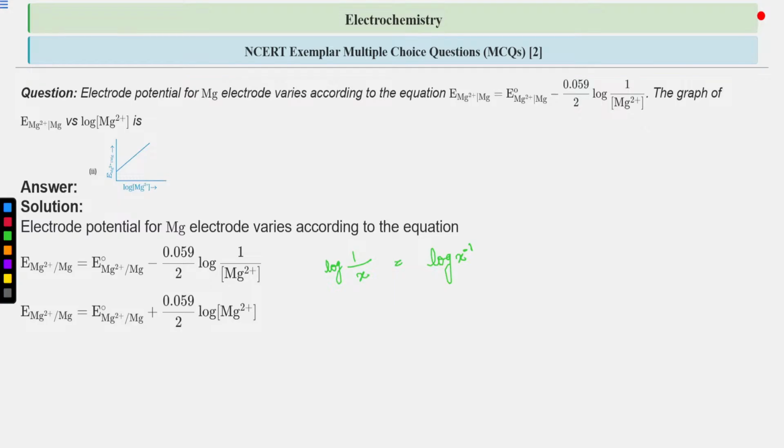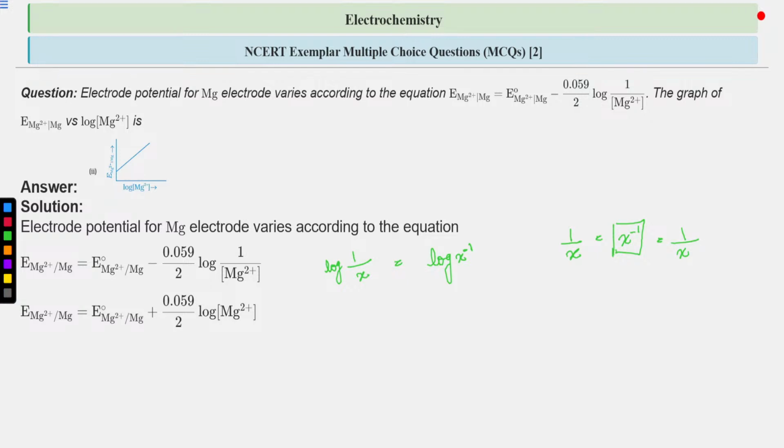That's a fraction property: if somewhere it is written as 1 by x, you can write it as x to the power minus 1. What does it mean? If x to the power minus 1 is given somewhere, you can write it as 1 by x. So simply we are doing this here, so it will become log of x to the power minus 1.